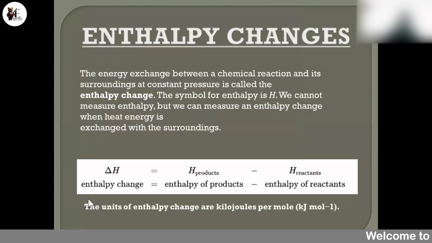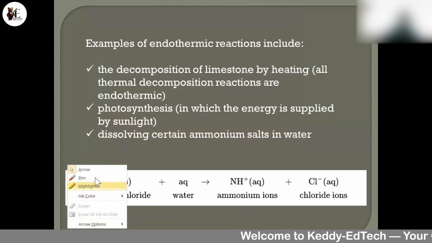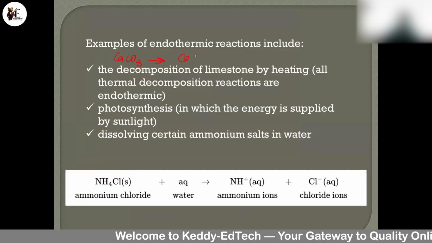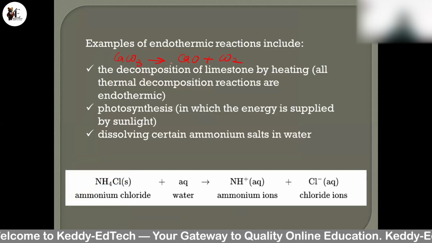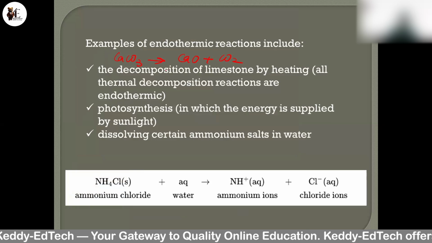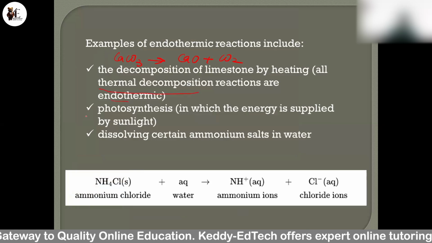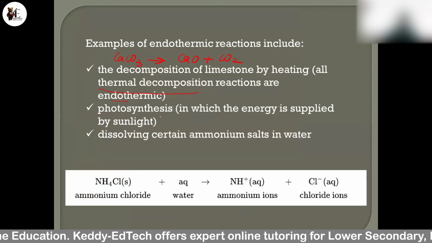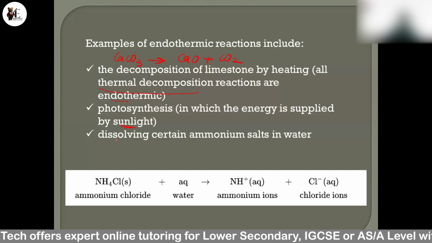Examples of endothermic reactions include the decomposition of limestone by heating. Limestone is calcium carbonate. When you decompose it, you get calcium oxide plus CO2. Energy is absorbed in this reaction. That's why it is an endothermic reaction. Even all the thermal decomposition reactions are endothermic. Photosynthesis is an endothermic reaction because energy is absorbed by plants. Energy is supplied by the sunlight.